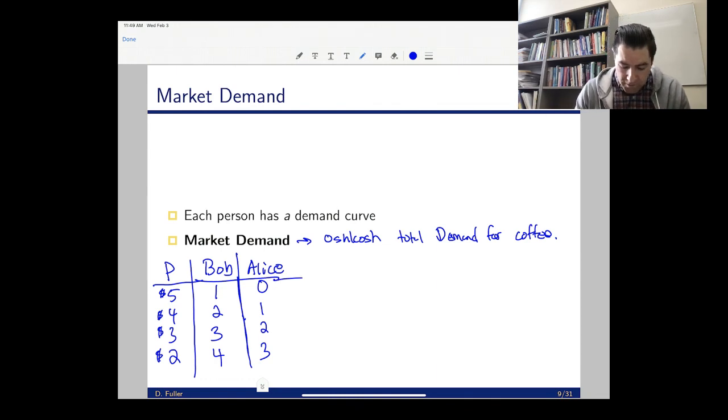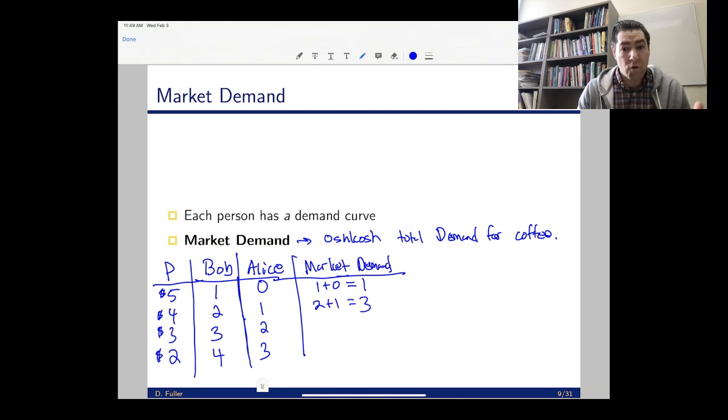The total market demand then just adds up the individual demands at each price. So it's 1 plus 0 equal to 1 is market demand. At $4, 2 plus 1 is 3. So at $4, total demand in Oshkosh for coffee will be 3, the quantity demanded. 3 plus 2 is 5. 4 plus 3 is 7.